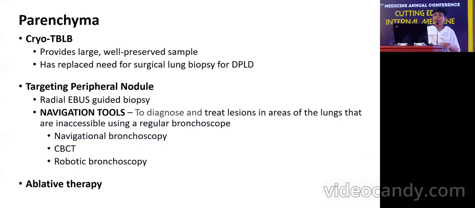Apart from the parenchyma, and apart from cryo-TBLB, lots of research and innovation has happened in how you can target the peripheral nodules. I'm not going into the detail of this, but radial EBUS guided biopsy can be done, where the radial EBUS has a radial probe where the ultrasound probe moves circumferentially. With the newer scopes you can go up to the 8th generation segments also. You can place it there, see if the lesion is there, and do the biopsy from there. Plus there are lots of navigation tools like navigational bronchoscopy, which guides you to each and every subsegment where you can go. CBCT, cone beam CT, and robotic bronchoscopy are also there.